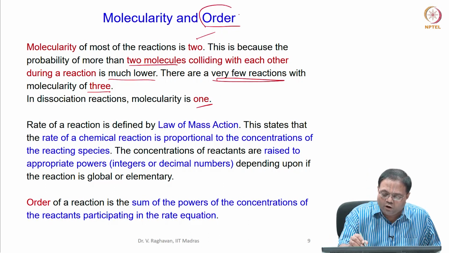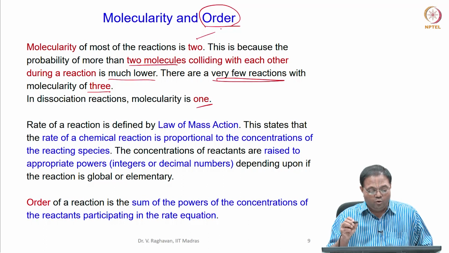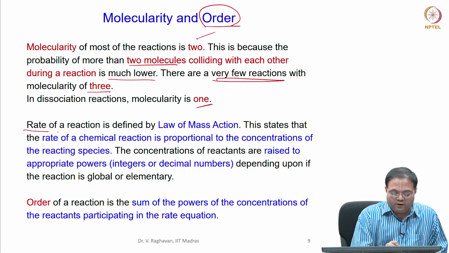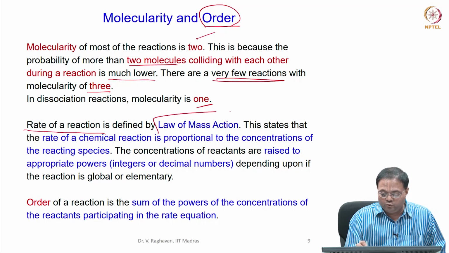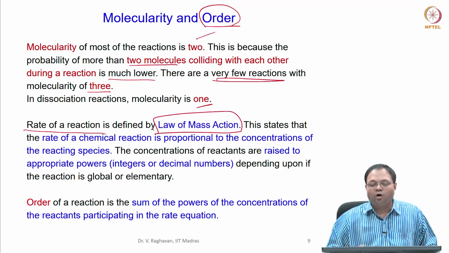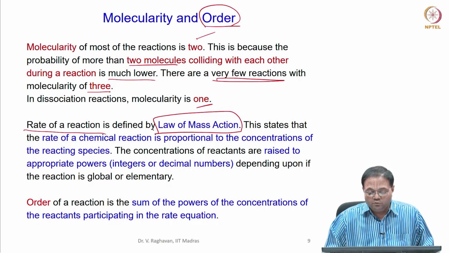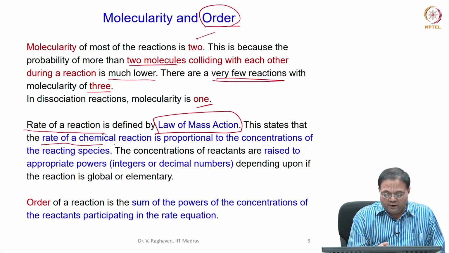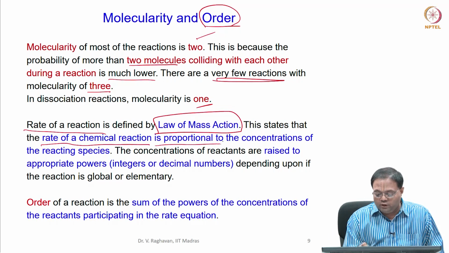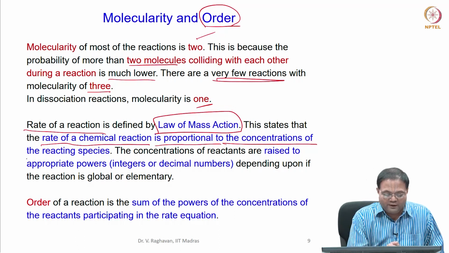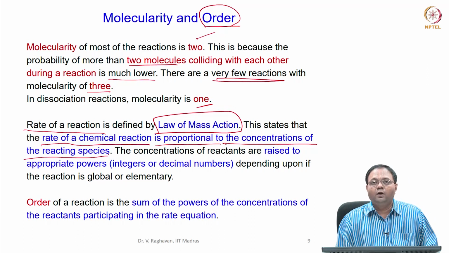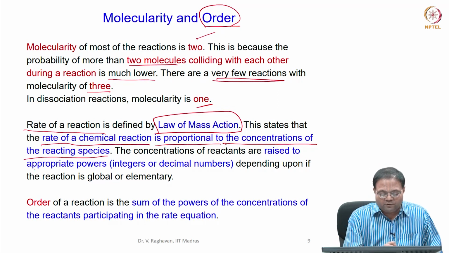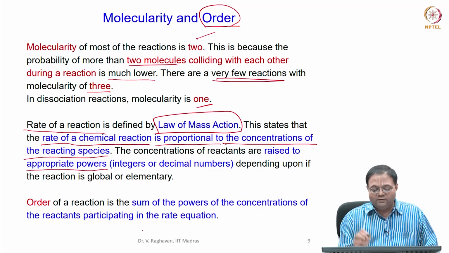Now, for defining the order of the reaction, we need to know how the rate of a reaction is defined. It is defined using what is called the law of mass action. What is the law of mass action? The rate of a chemical reaction is proportional to the concentrations of the reacting species, raised to some appropriate powers. So, that is the law of mass action.